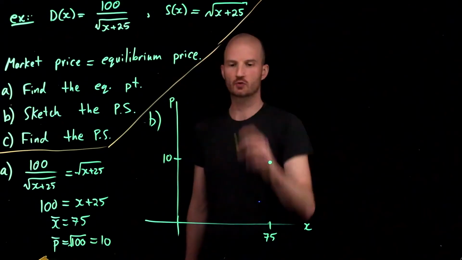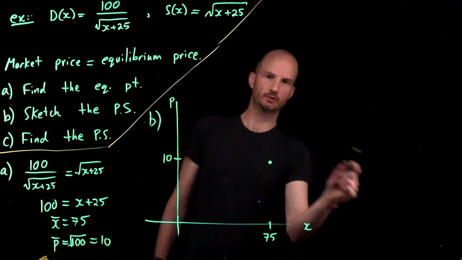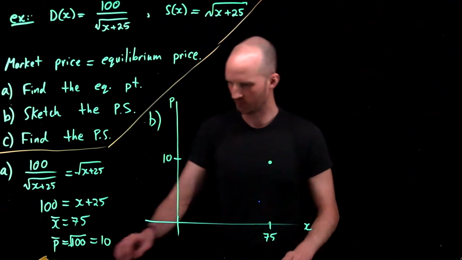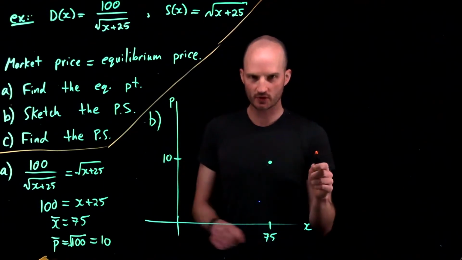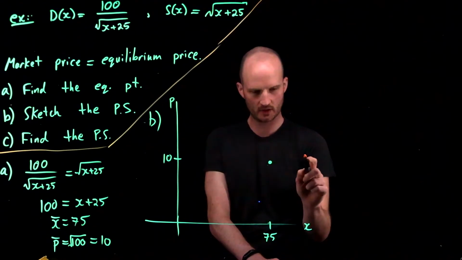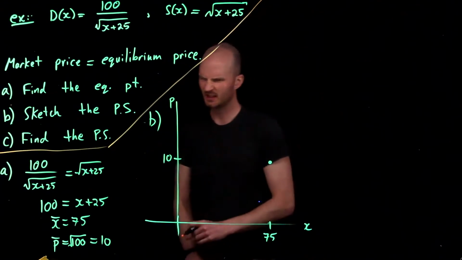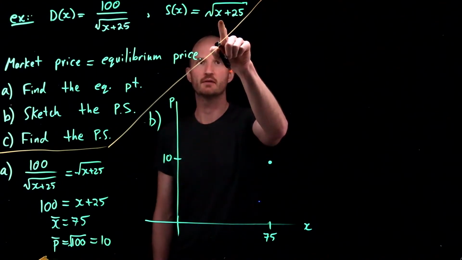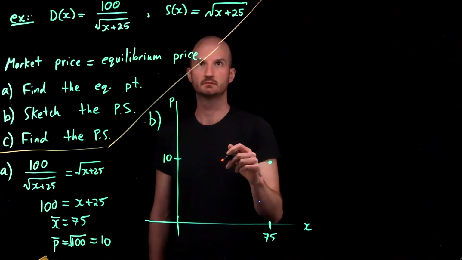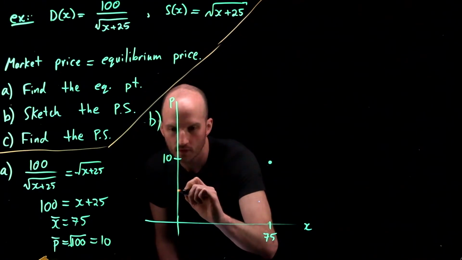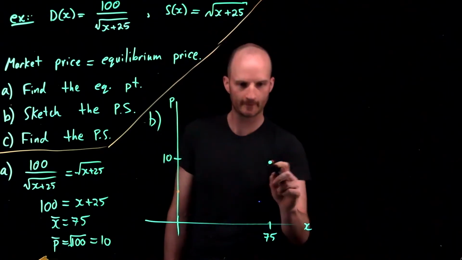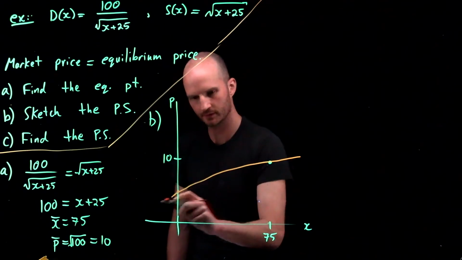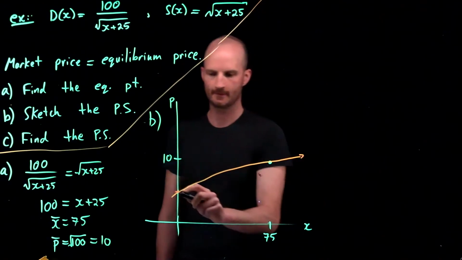Supply curve is a square root function. It's going to be going like, it doesn't have to be two. Just don't do a straight line. Okay, just give me some curve. It should be facing downwards. When x is 0, I should get a 5. So it should go through here. Gotta have some curve to it. Just something like that.